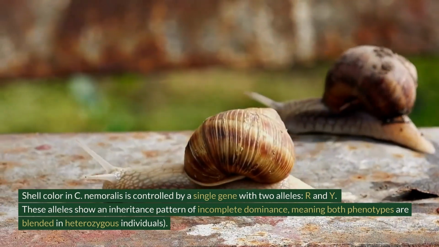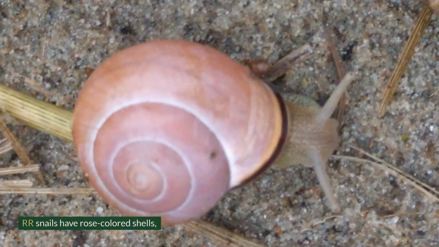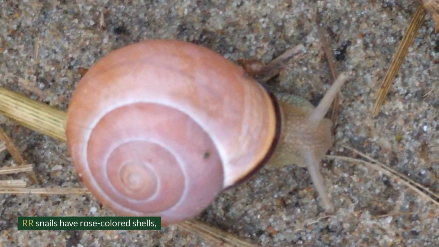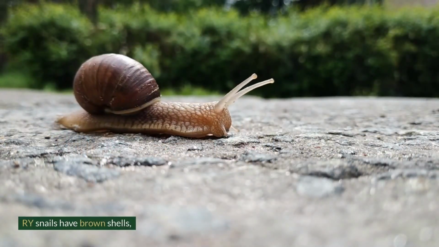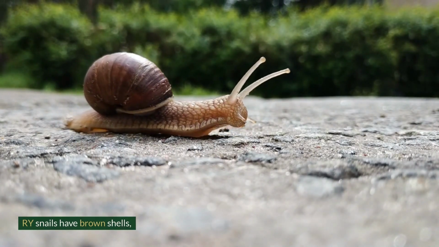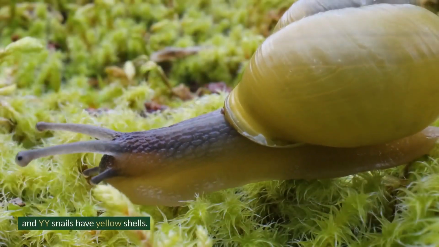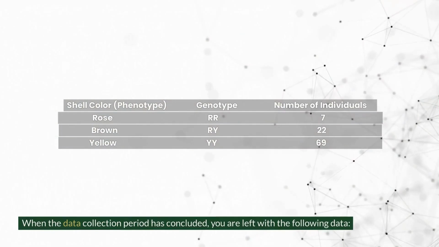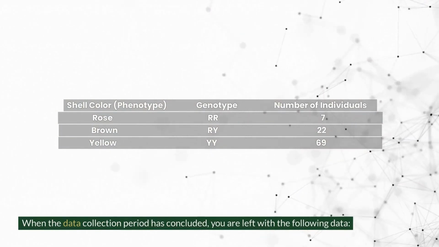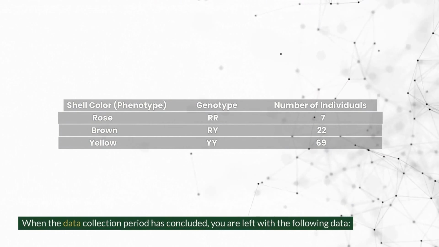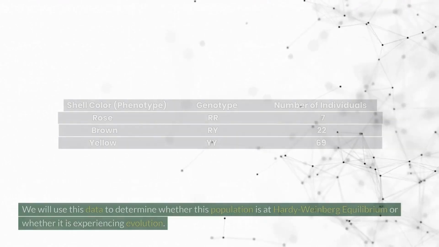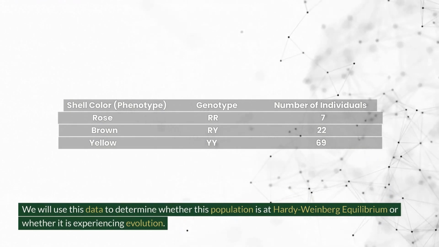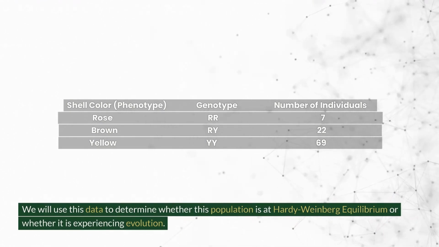So if you were to have a snail with the RR genotype, then you would have a snail with rose-colored shells, which is kind of pinkish in color. If you had a snail with the RY genotype, you would have a snail with a brown shell. And the YY genotype corresponds to having yellow shells. When your data collection period has ended, you are left with the following data as you see on the screen. We will use this data now to determine whether this population is at Hardy-Weinberg equilibrium or whether it is experiencing evolution.